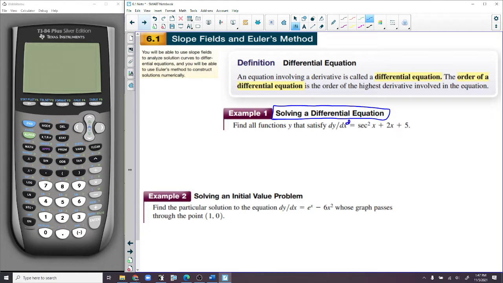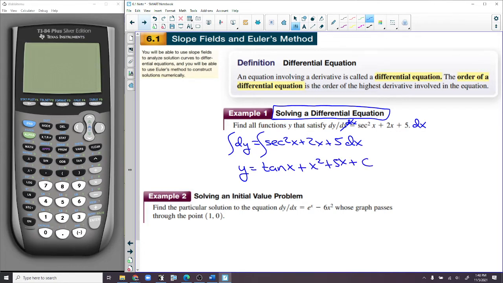So here's what we do. We multiply both sides by dx, and those cancel. You can multiply differentials like you would a variable. We have dy is equal to (secant squared x plus 2x plus 5) dx. So we split the differentials. Now we're going to integrate. We're going to back up to the original function. So y is equal to tangent of x plus x squared plus 5x plus some constant, because the derivative of a constant is 0, so it would go away.